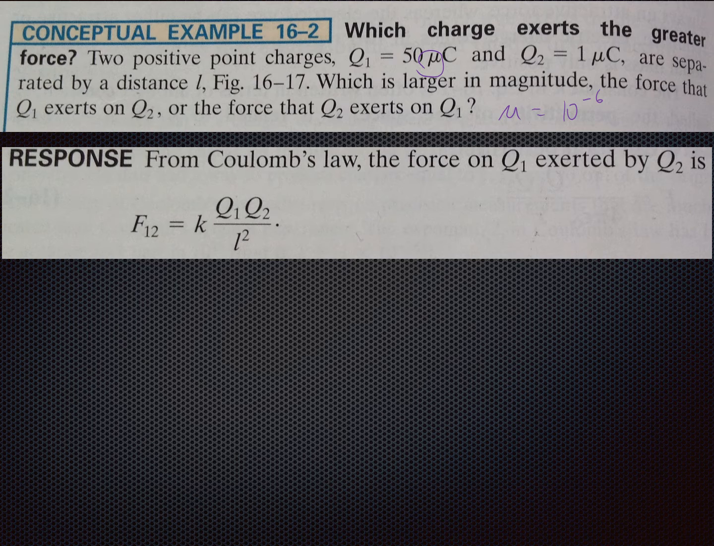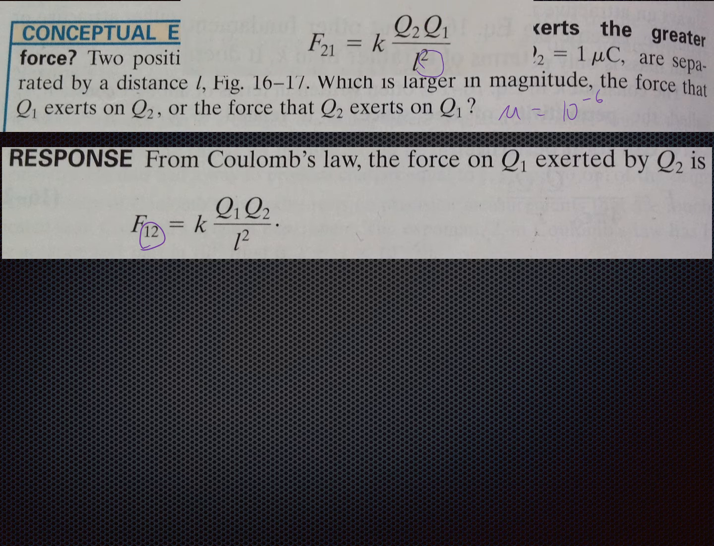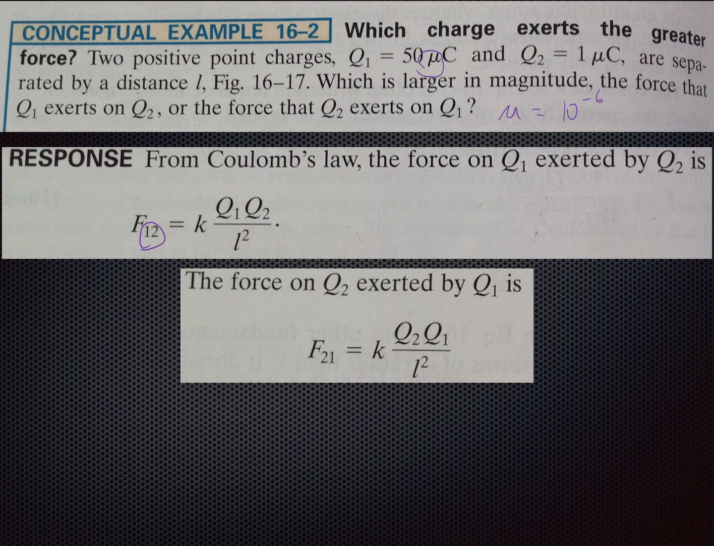So we want to know which one is larger in magnitude, the force that Q1 exerts on Q2 or the force that Q2 exerts on Q1. So here we have the force that Q1 exerts on Q2. That's equal to KQ1 Q2 over L squared. But then we have the force exerted on Q2 by Q1, and it's KQ2 Q1 over L squared.